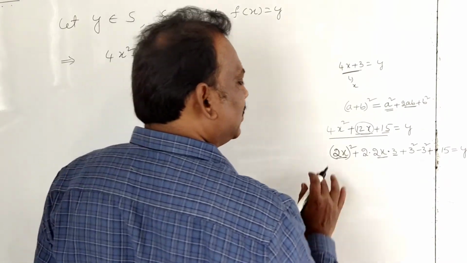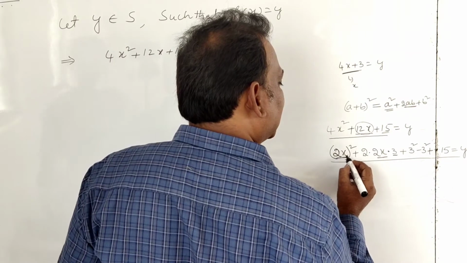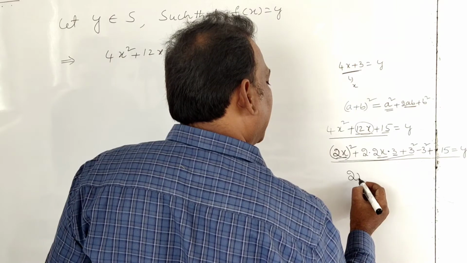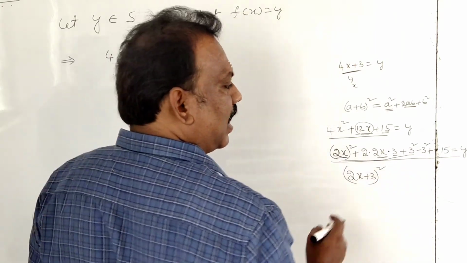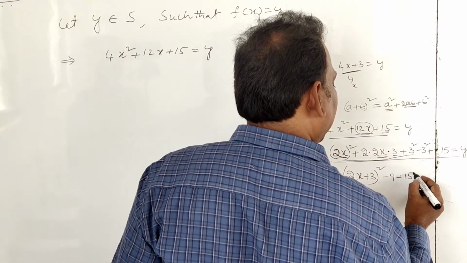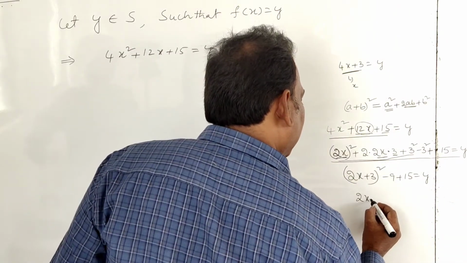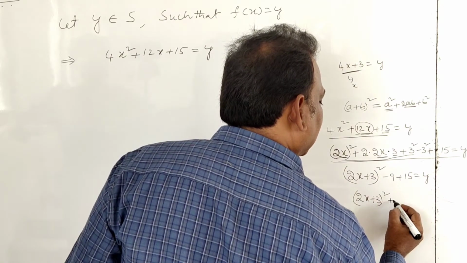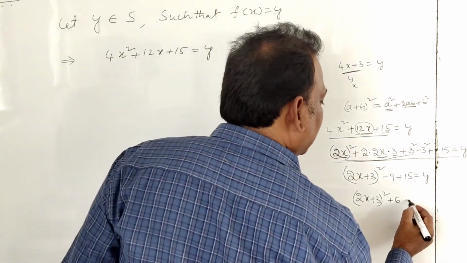Now I am simplifying. This step is very important. I can write a square plus 2ab plus b square as (a plus b) the whole square. Correct, students? After this, what do we have left here? Minus 3 square, minus 9, plus 15 is equal to y. So (2x plus 3) whole square, minus 9 plus 15 is plus how much? 6. That is equal to y.